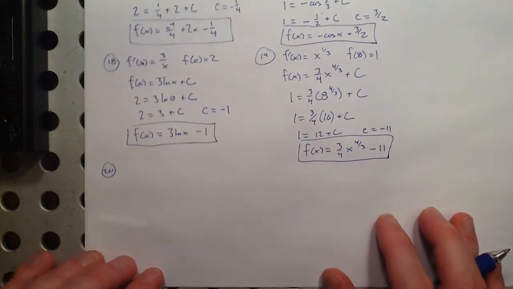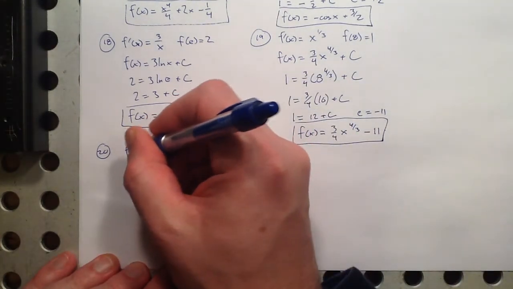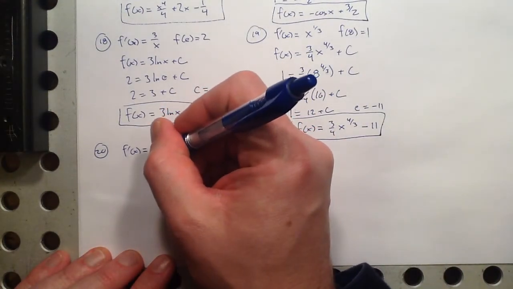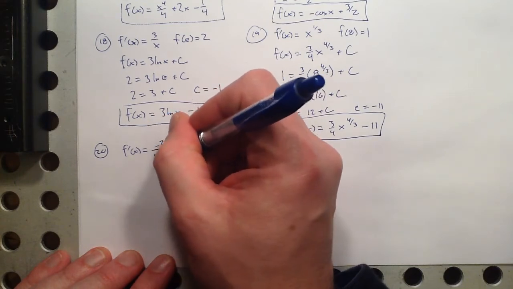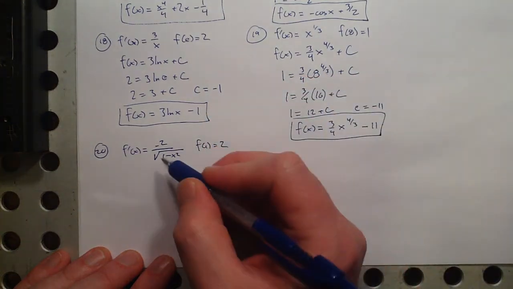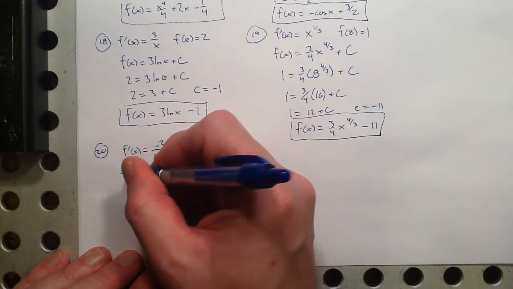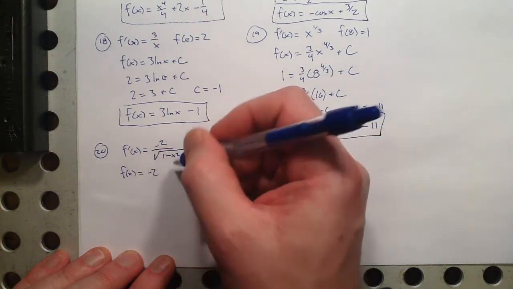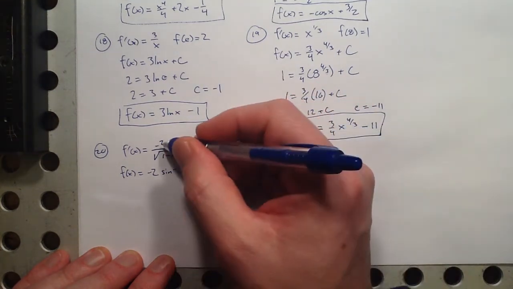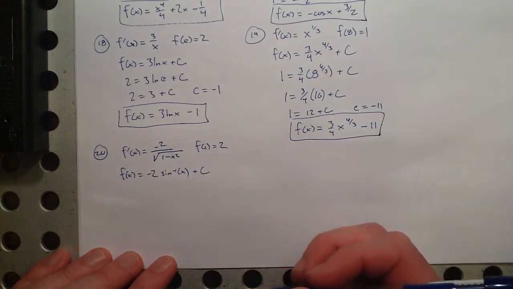The last one in this group, number 20, we've got, let's see, derivative is -2 over the square root of 1 minus x squared, and f of 1 is equal to 2. Now you can deal with this two different ways. You can take the negative 2 out to the front and say that's negative 2 times 1 over that. That would be the sine inverse function. Or you could just take the 2 out and then say it's cosine inverse. So either one of those will work. I'm going to do it this way.